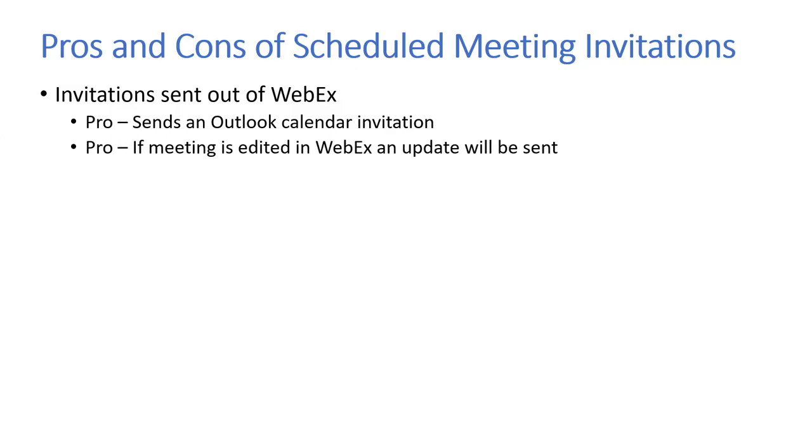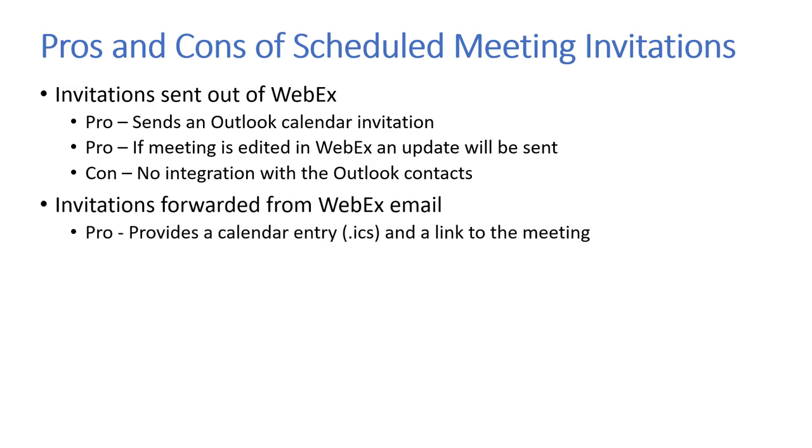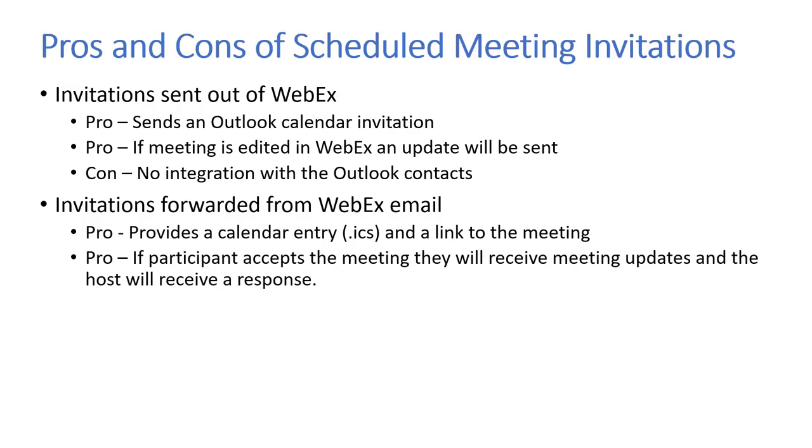A con is that there is no integration with Outlook contacts to help build the participant list, but this is a minor inconvenience. A pro is the ability to forward the generated email invitation. A pro is that if participants accept the email invitation, you will receive responses and they will receive meeting updates. A con is that the participants may not accept the invitation. If so, they won't receive any meeting updates.